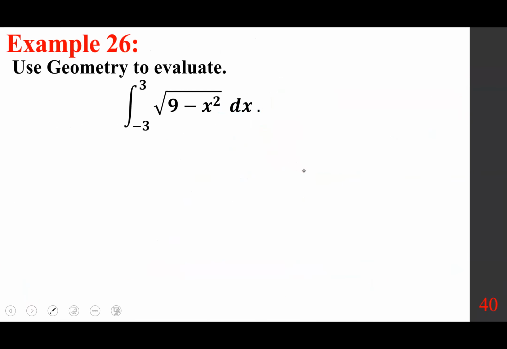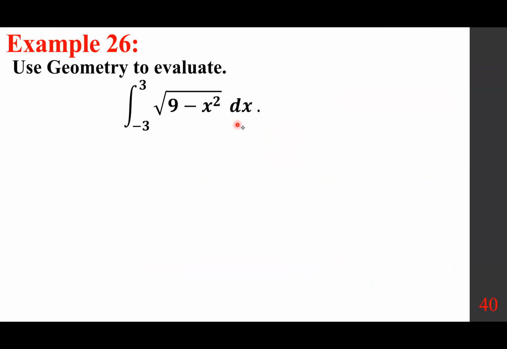Here's another example. We want to use geometry to evaluate this: the integral from -3 to +3 of the square root of 9 minus x squared dx. To come up with the answer, we need more calculus. We discussed this concept in calculus 2. But for now, we're not going to discuss calculus 2. Rather, we're going to discuss area.